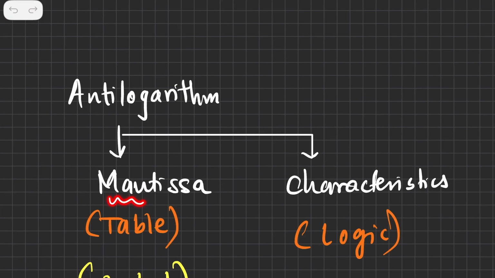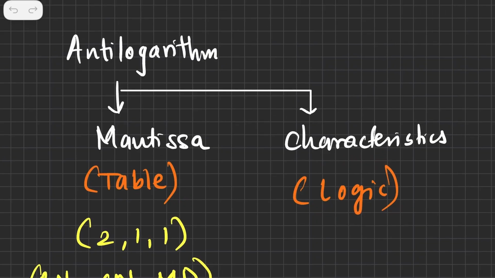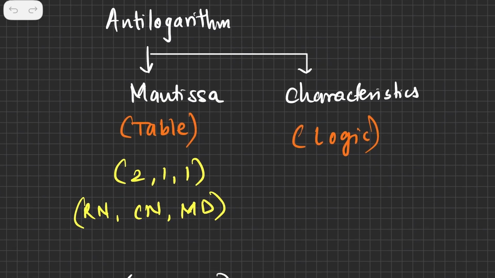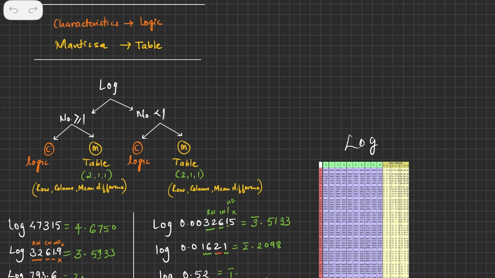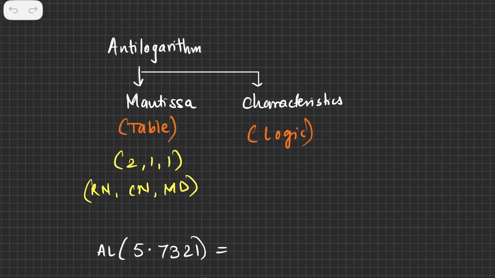The mantissa comes from the table, so the table will give us the mantissa. However, the characteristic comes from logic. You need to understand the number, you need to see the point, you need to see what number comes before the point, and so on. We'll come to that very quickly. Now the mantissa part is exactly the same as what we did for logarithms. If you have followed that video, you know how to get the mantissa from the table. The same method is going to be followed.